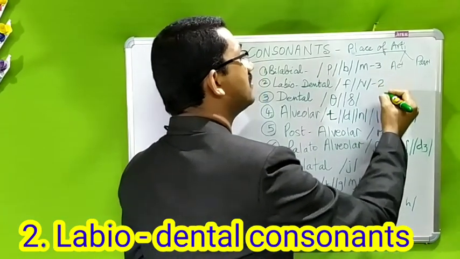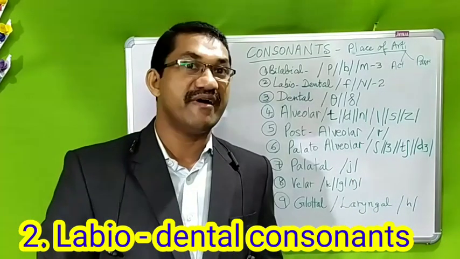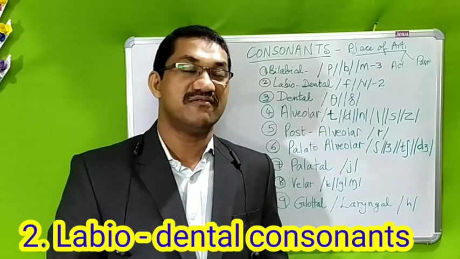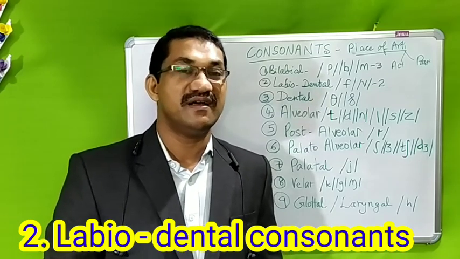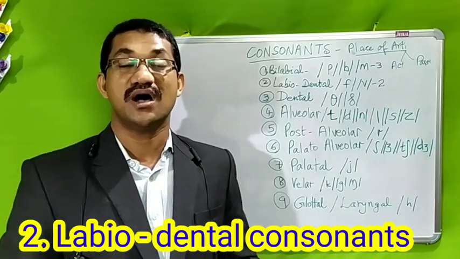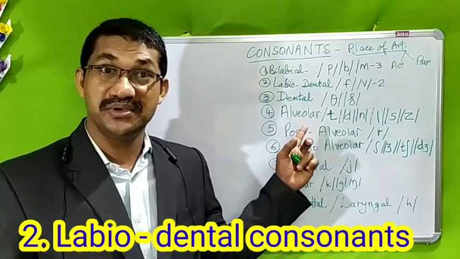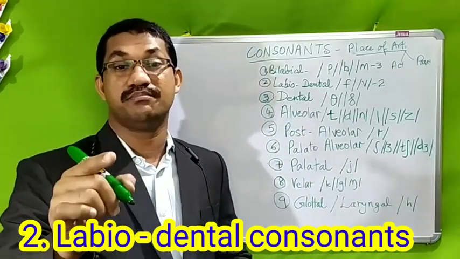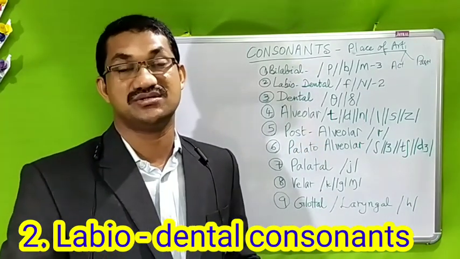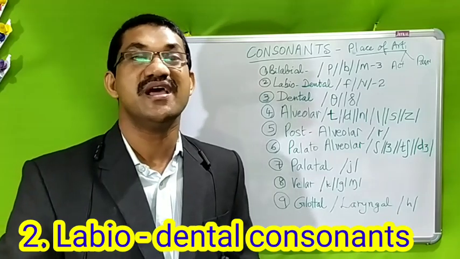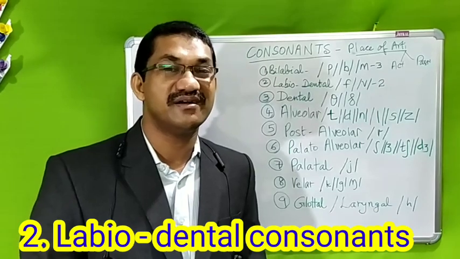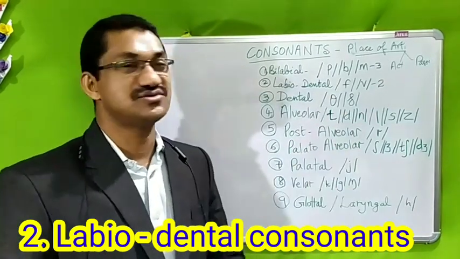The lower lip is against the upper teeth, and we have 2 sounds, that is f as in flower and v as in veterinary, vegetable, vehicle, flower, fly, feel, fell, fool. All these have the sound which is of course labiodental. Once again, the lower lip is the active articulator and the upper teeth is the passive articulator, and we say fly, veterinary. Easy to understand. 2 sounds labiodental.